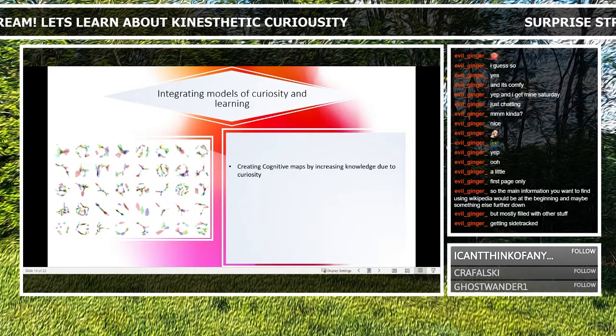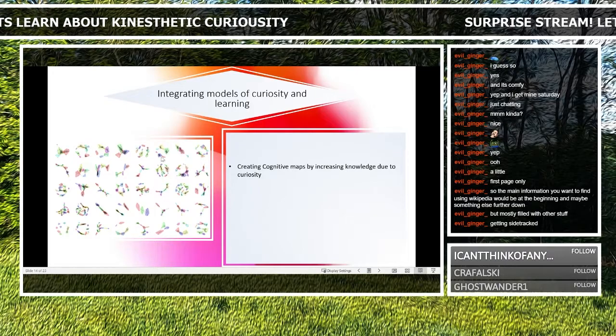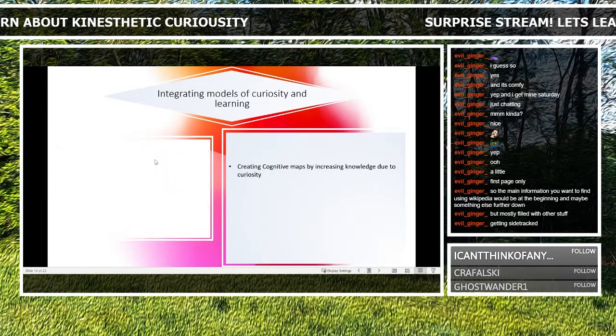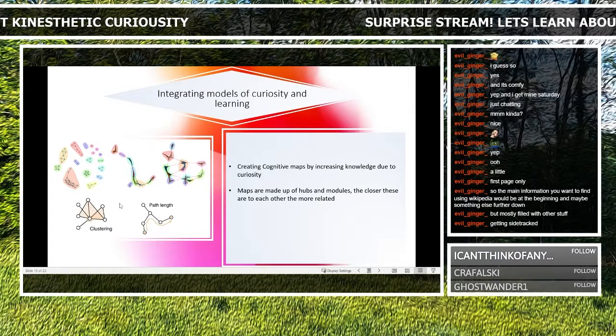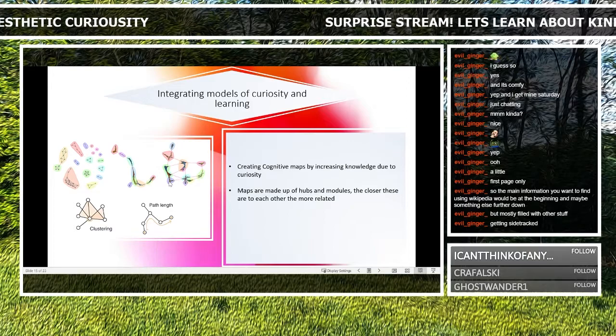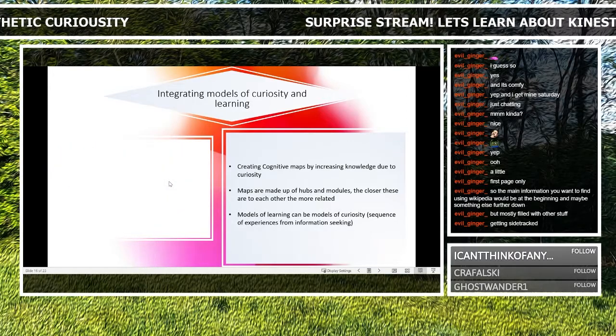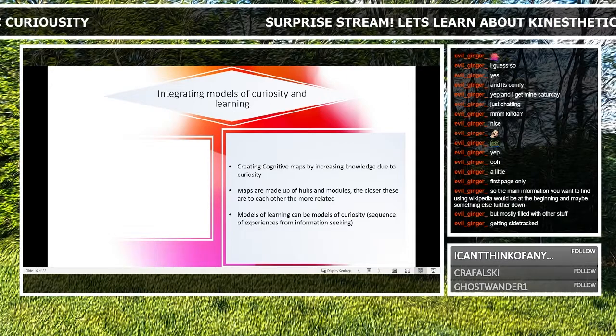Integrating models of learning and curiosity. So you have these mind maps here, basically. These will grow as you get more information from them. Each of these maps is made up of nodes and hubs and modules, and the closer they are to each other, the more related they are. Models of curiosity can also be models of learning.